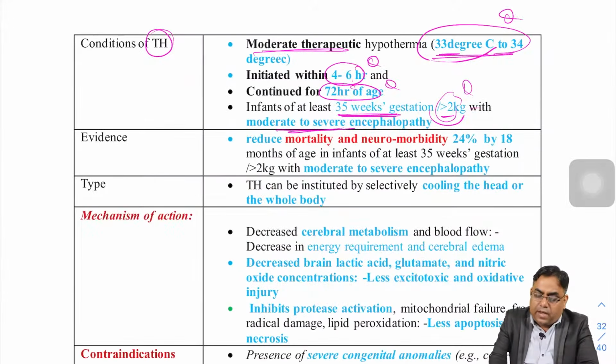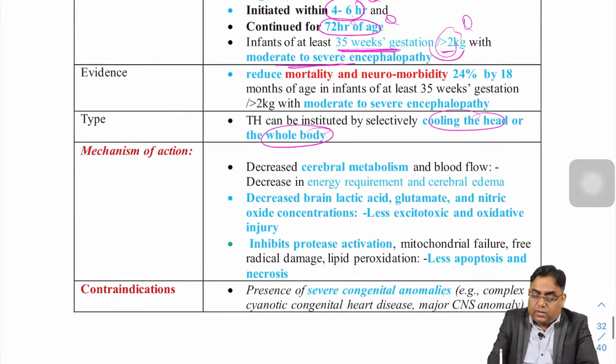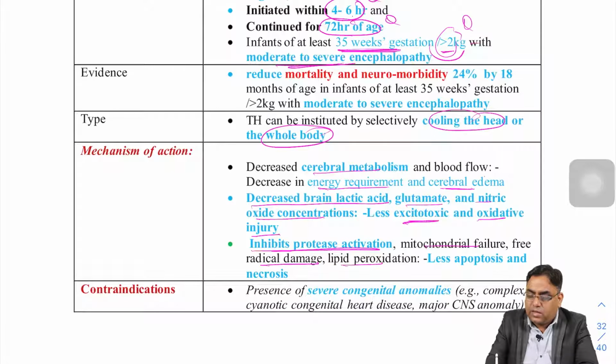Okay. Here the types of therapeutic hypothermia: selective cooling of the head and whole body cooling. Now, what is the mechanism of action? It decreases cerebral metabolism and flow, leading to a decrease in energy requirement and cerebral edema. Decreased brain lactic acid, glutamate and nitric oxide concentration leads to less excitotoxic and oxidative injury. It inhibits protease activation, mitochondrial failure, free radical damage and lipid peroxidation. There will be less apoptosis and necrosis.